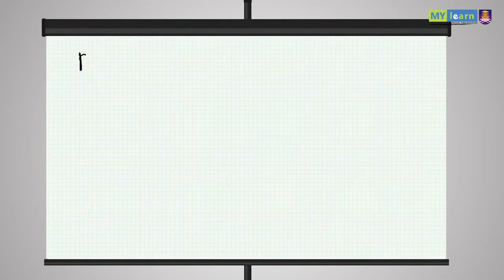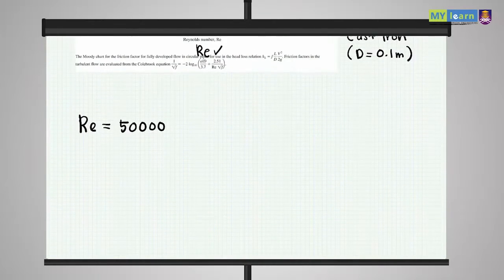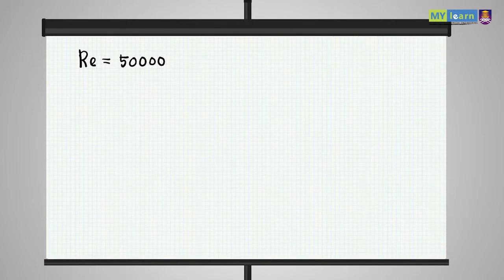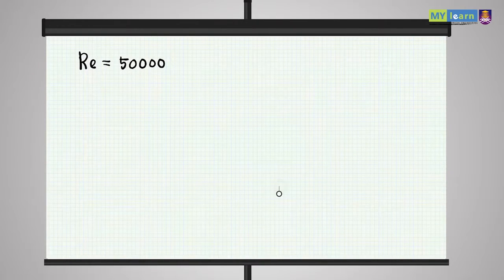Okay, so if you have an RE of 50,000, we cannot use this number inside a Moody Chart because, if you see from here, the Moody Chart uses one significant figure multiplied by a power of 10, for example 10 to the power of 5. So to prep our Reynolds number for the Moody Chart, we have to change it in terms of the Moody Chart's number. So the RE will be equal to 5 times 10 to the power of 4.